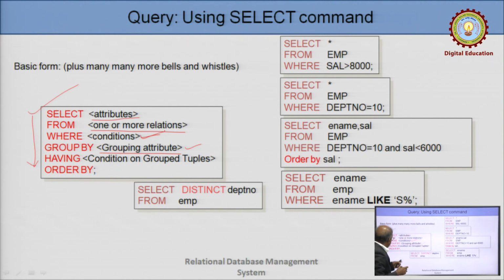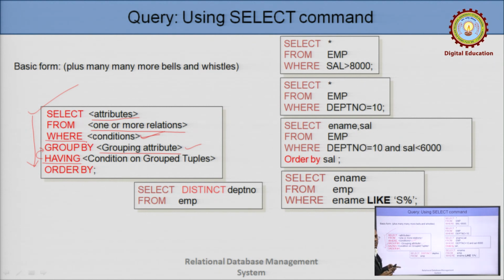Having clause is always used with group by option. So, there is a difference between having and where clause. You cannot interchange like that. Having clause will work with the group by option. If you want to apply some condition on group, you have to use having clause.